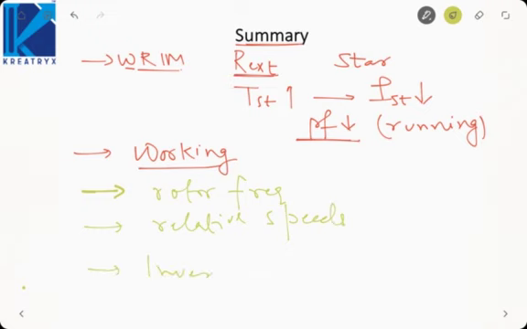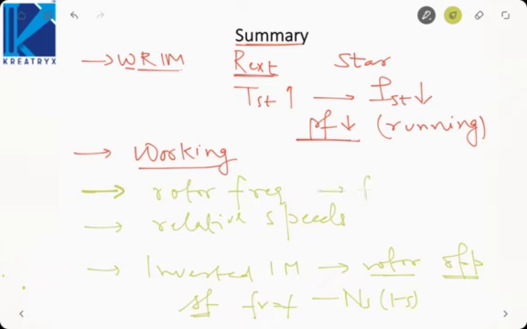Then we saw the inverted induction motor, in which the induction motor is fed from the rotor side instead of the stator, and the stator is terminated in a short circuit or variable resistance. In this we saw the rotor rotates in a direction opposite to the magnetic field, so its speed was written as ns into 1 minus s. Here the stator frequency is sf and the rotor frequency is f. In the case of the ordinary induction motor, the rotor frequency is sf and the stator frequency is f.